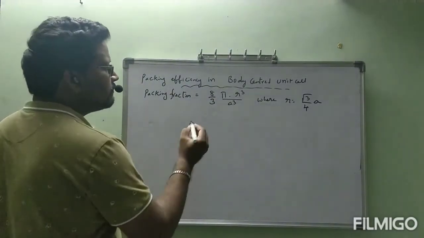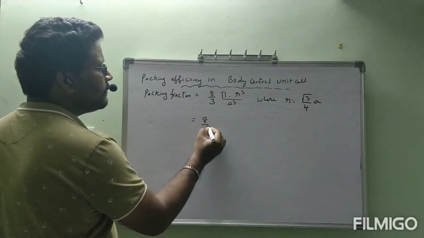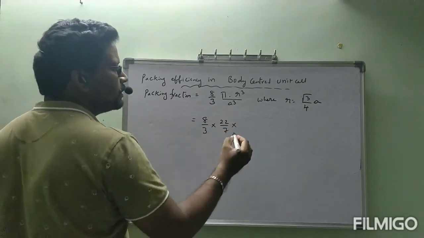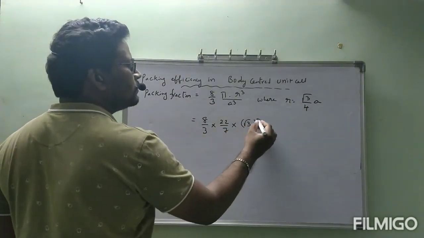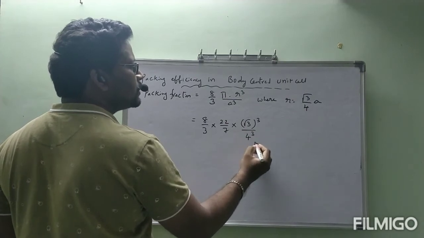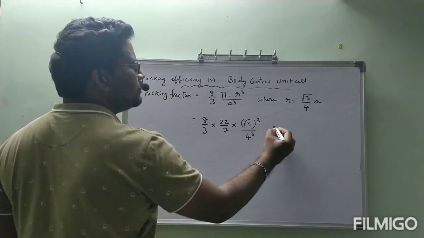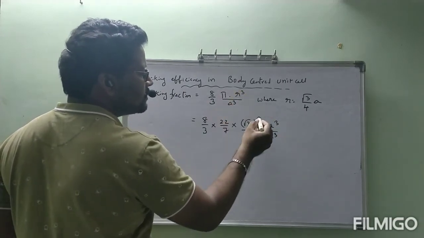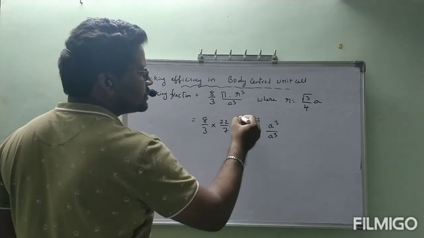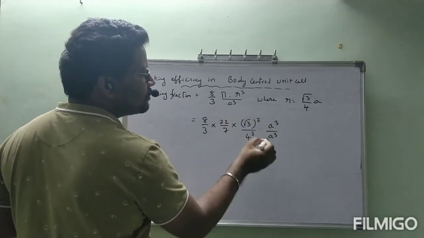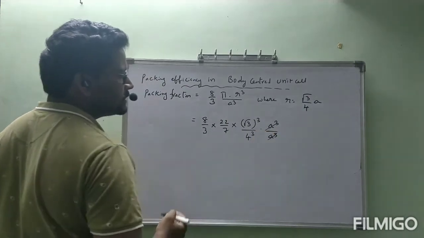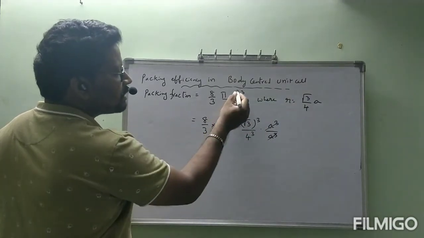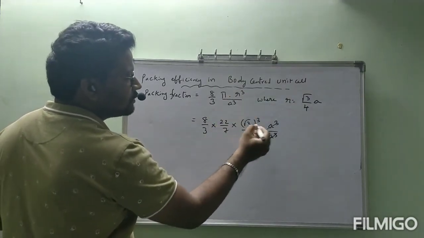Where r is equal to root 3 by 4a. Substitute here 8 by 3 into pi means 22 by 7 into r cube. Root 3 whole cube divided by 4 cube into a cube divided by a cube. See, total r cube means this one. This is total r cube divided by a cube, as it is same. A cube got cancelled. Are you clear? r is equal to root 3 by 4 a, cube na? Instead of r cube I wrote this total thing.